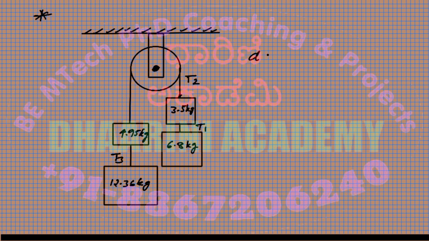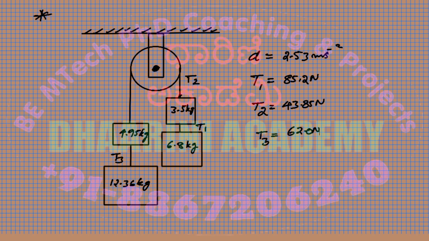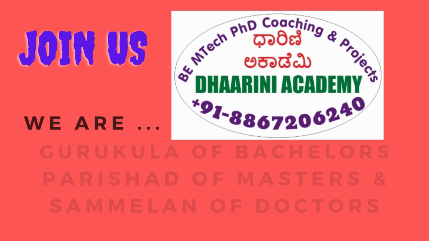Okay, so we get acceleration is equal to 2.53 meter per second square. Yes. Then T1 equals 85.2 Newton, T2 equals to, and T3 is equal to, yes. Okay, so 62.02 meters. Is that right?